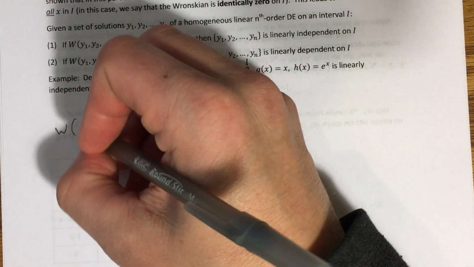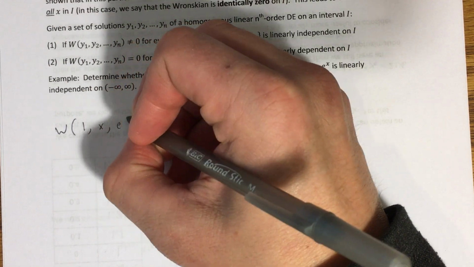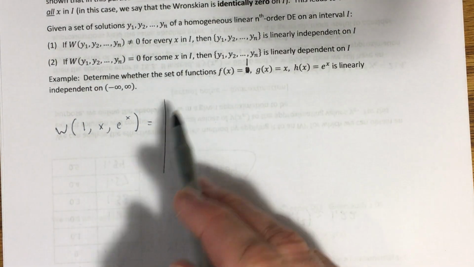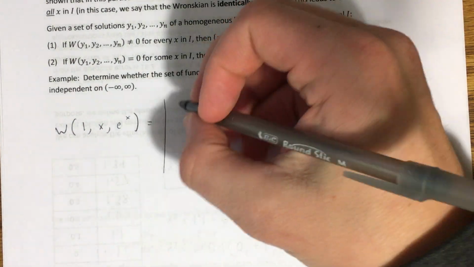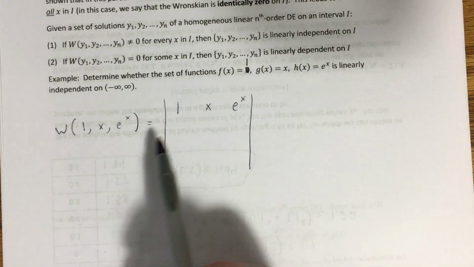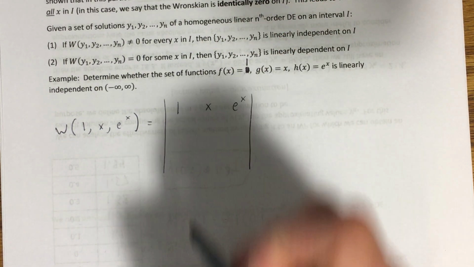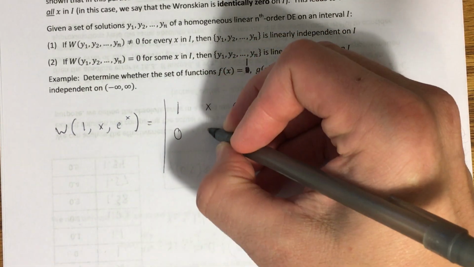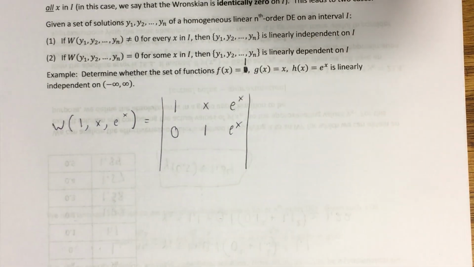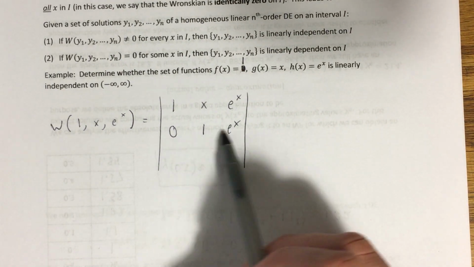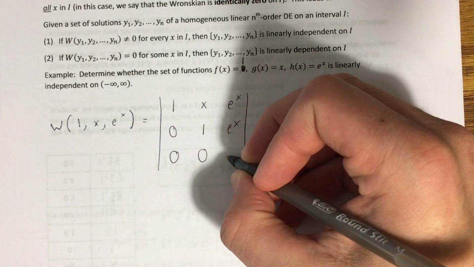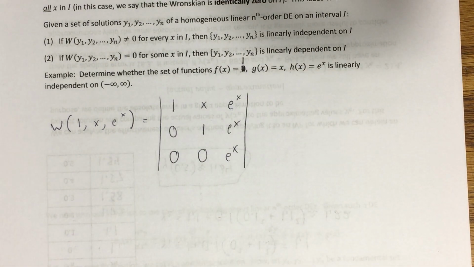So the functions look like 1, x, and e to the x. Now remember, we're looking at a 3 by 3 determinant here where my first row is just these functions, 1, x, e to the x. My second row is the derivatives of each of these. So I take a derivative of 1 and I get 0. Derivative of x, that's 1. Derivative of e to the x is e to the x. Then I take second derivatives, which are the derivatives of each of these entries: 0, 0, e to the x. That would be my Wronskian.